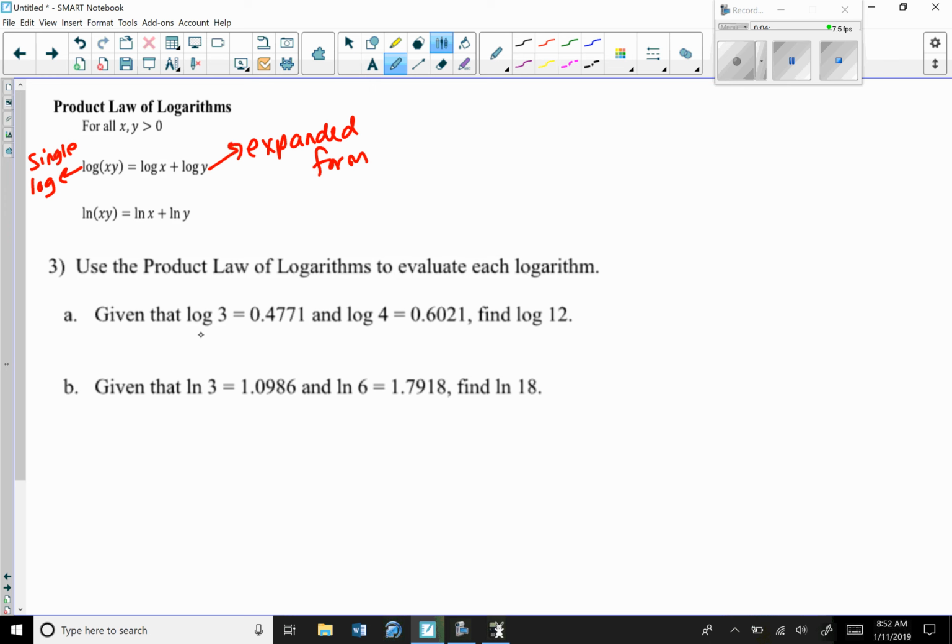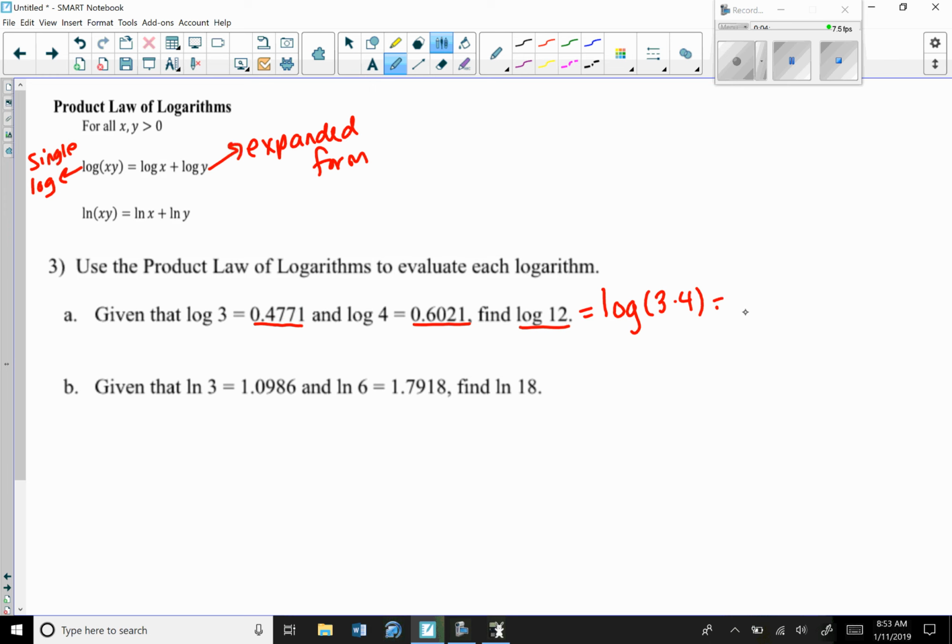So for this, we're given the log of 3 is equal to 0.4771, the log of 4 is equal to 0.6021, and we want to find the log of 12. So using my product law, because that's what it told me in the problem, we know that if we're given the log of 3 and the log of 4, and we want to find the log of 12 without our calculator, this is using the product rule, so 3 times 4 gives you 12. So really we're doing the log of 3 times 4, which is equal to the log of 12.